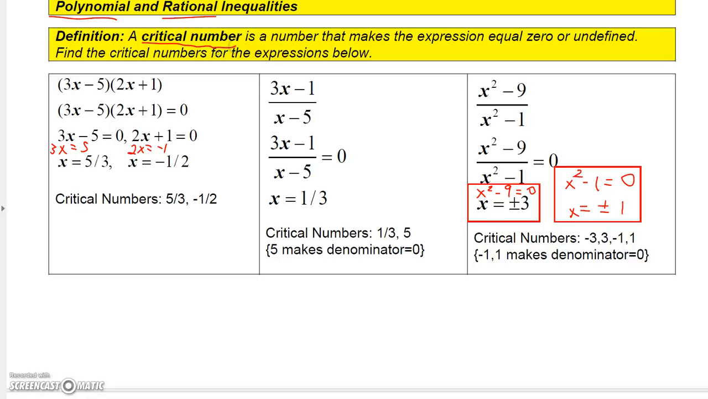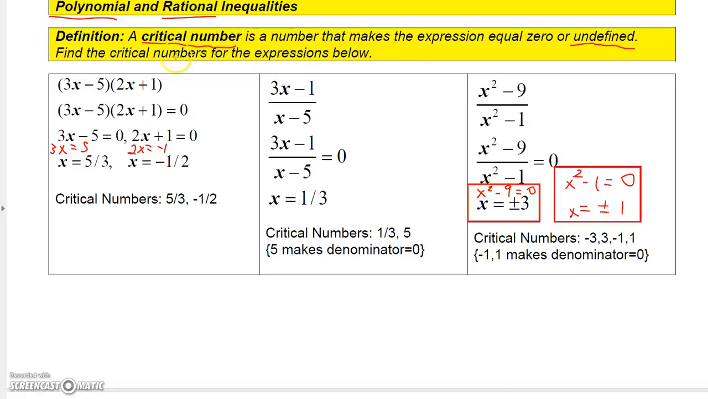A critical number is a number that makes the expression equal 0 or undefined. Now we're only going to deal with the undefined portion of this if you have a rational expression, because polynomials are actually defined for all real numbers.